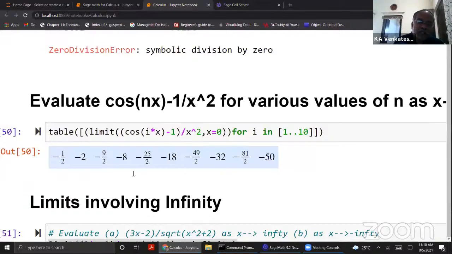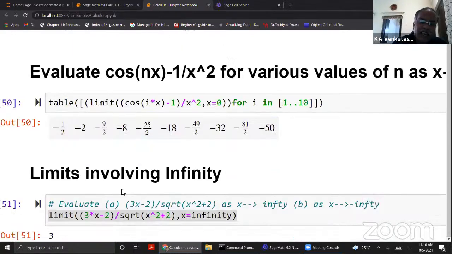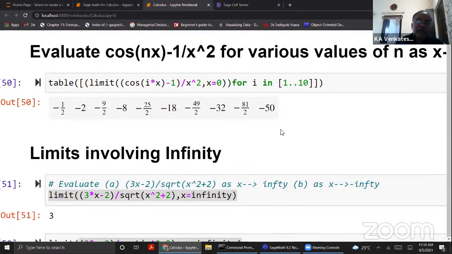That's what I said. Once you are familiar with coding, there are n number of ways. There could be other ways also that you can come up with. So we can find this out. Now another very important thing: limits involving infinity. So this is as x extends to plus infinity or minus infinity. What happens? There is no change in it. This is an important concept, limits involving infinity.